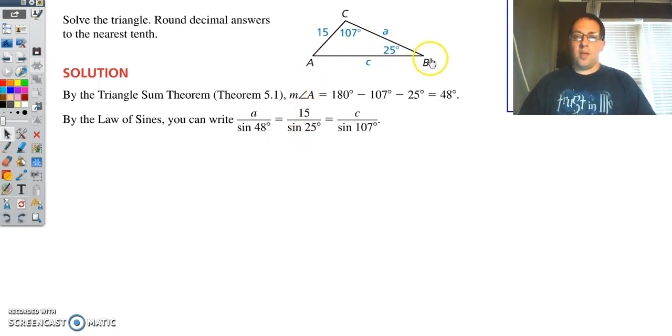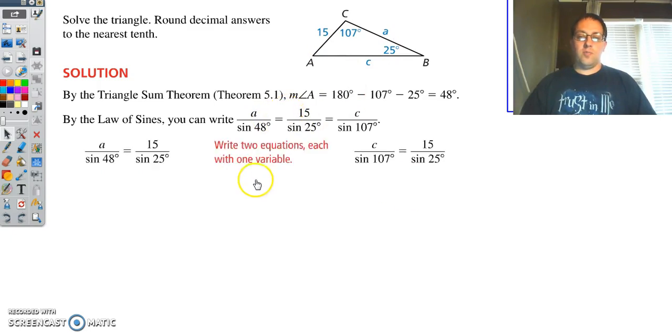Here we have angle B and side b, so we have 15 over sine 25, and we have a over sine of A, c over sine of angle C. And what we're going to do is take this and split it up into two proportions. So we have a over there, c over here.